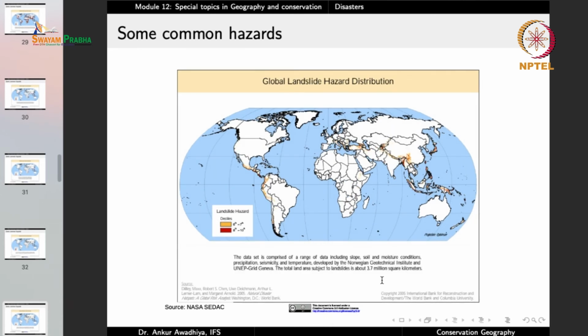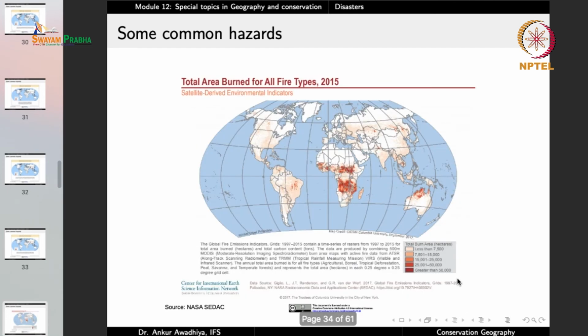If you look at global landslide hazard distribution, here again we find that in our country the Himalayan belt, because it is tectonically active and made out of weak materials, has a large amount of landslides. Otherwise, we find landslides to be high in Japan, Southeast Asia, Central Asia, Central America, and the western parts of South America. The total land area subject to landslides is about 3.7 million square kilometers.